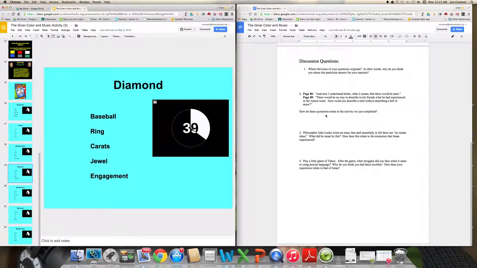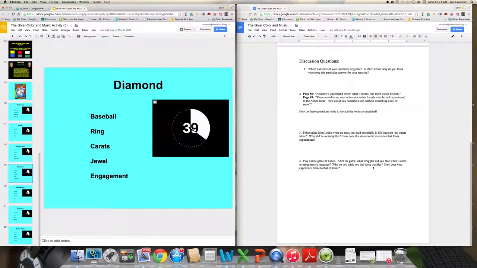So we take a look at how this game we played in this activity relates to Jonas's struggle, his conflict, why he can't have the right precise language to talk about his feelings and experiences, because nobody shares that common knowledge. And then we go back to John Locke and what he meant by no innate ideas, and how it relates to the memories that Jonas experienced.